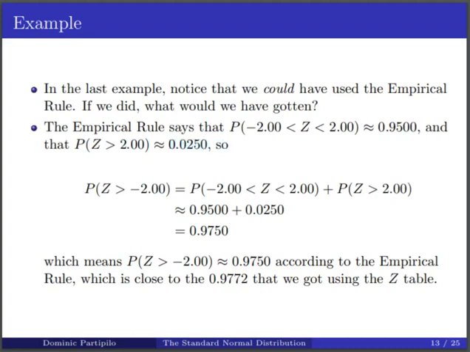So what we can do is add those two together because we were interested in what was in the middle plus what was in the right tail. That was what the yellow area was made up of. So this is what was in the middle, and then this was what was in the right tail. So when we add those together, we'll come up with 0.975, which was pretty close to the 0.9772 that we got using the z-table.